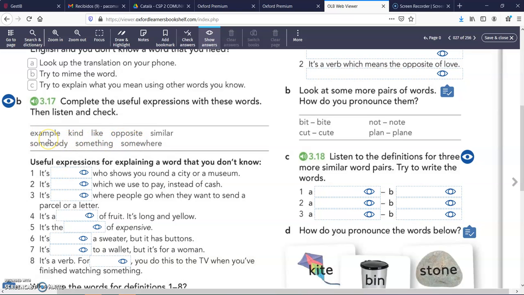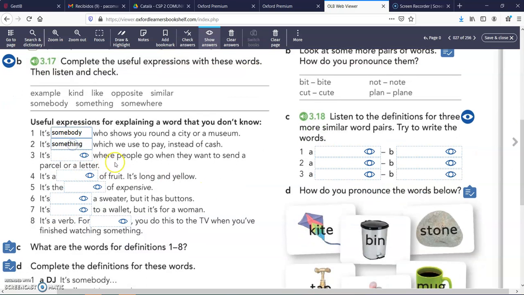And you have to put these words into the gaps. So, for example, number one, you can start the video and then go on later on. Okay, it's somebody who shows you around a city or a museum. Somebody who shows you around.